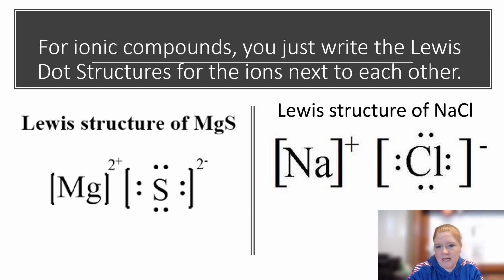When we draw the Lewis dot structure for ionic compounds, it's easy. We just take the Lewis dot structure for the metal cation and the Lewis dot structure for the nonmetal anion and just write them next to each other.